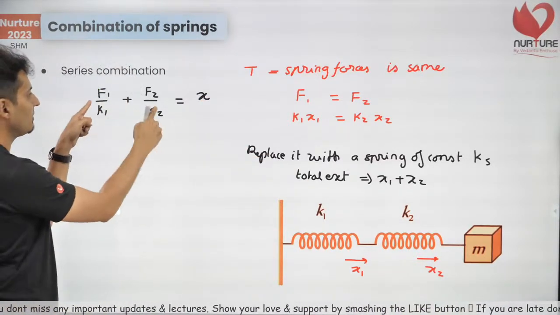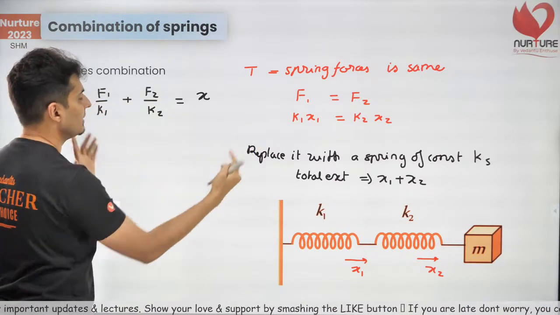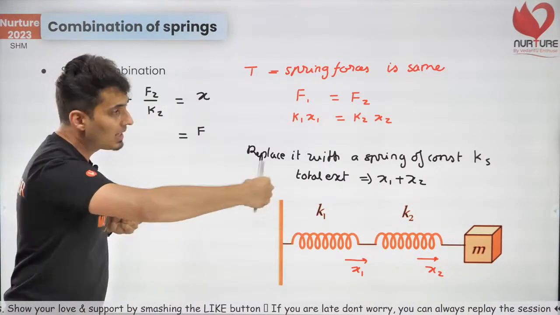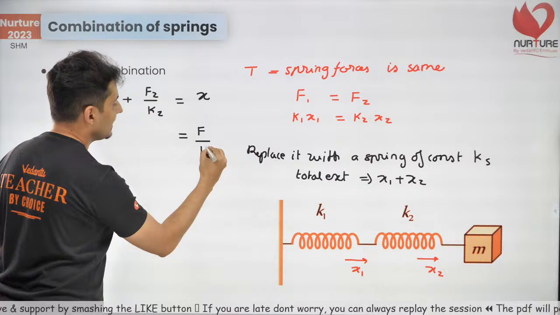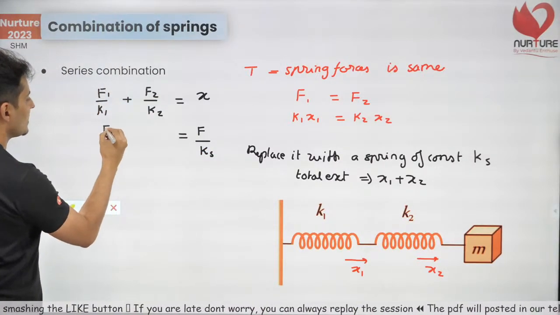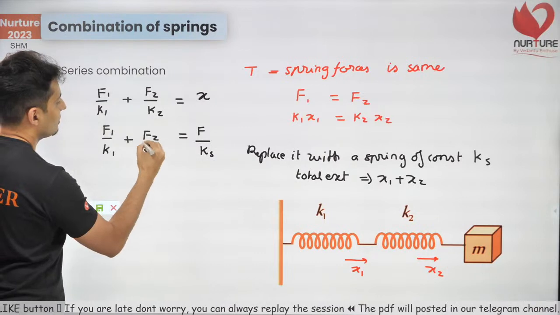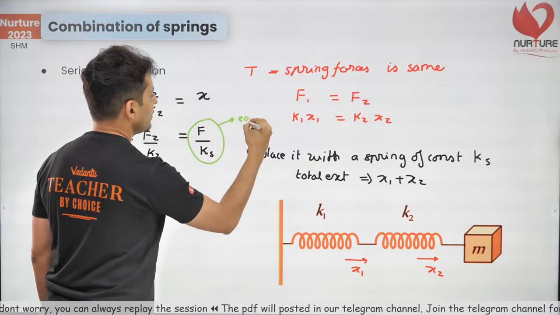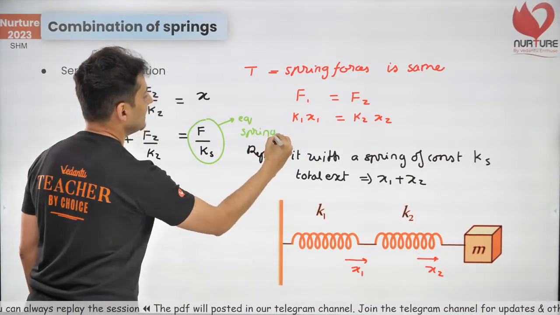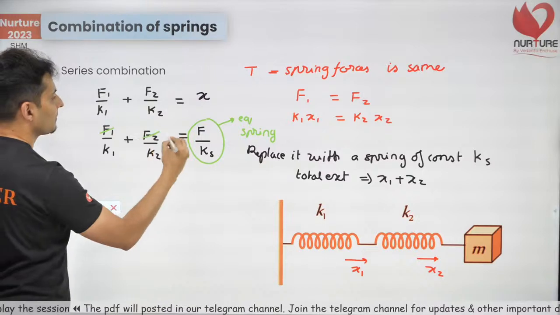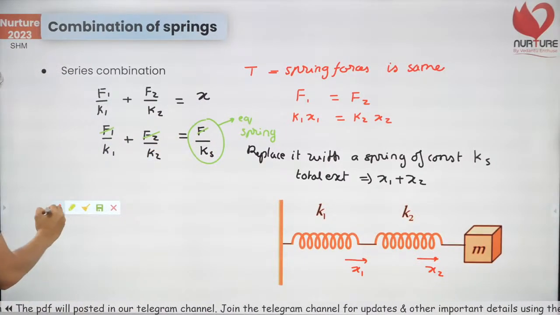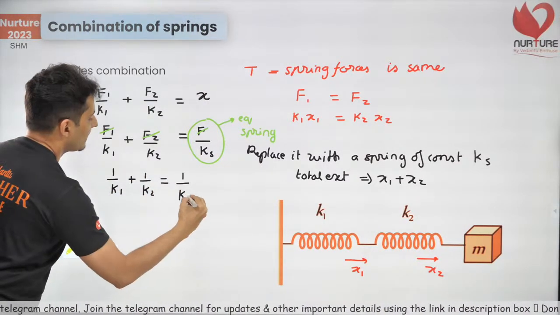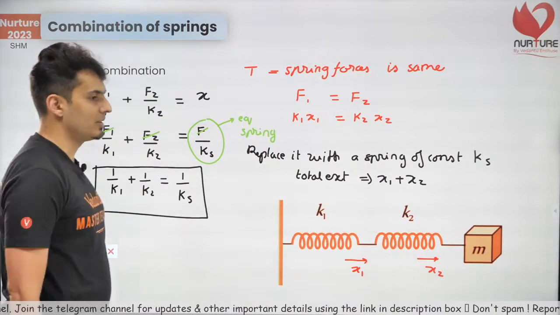The total extension is x1 plus x2. x1 is F1 by K1, x2 is F2 by K2. So, what is x? x is the force in that equivalent spring divided by the equivalent spring constant. This is for that equivalent spring. Now, do you see one interesting thing? The forces are same. So all the F's get cancelled and I am just left with 1 by K1 plus 1 by K2 is equal to 1 by Ks. So, this is the equivalent spring constant.